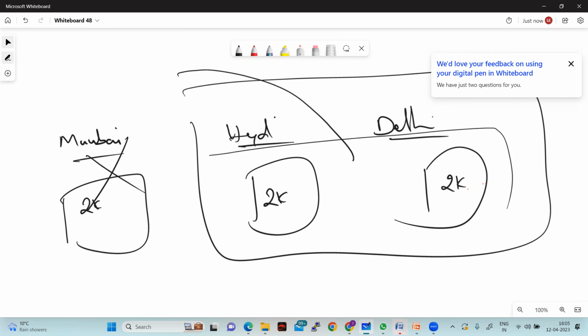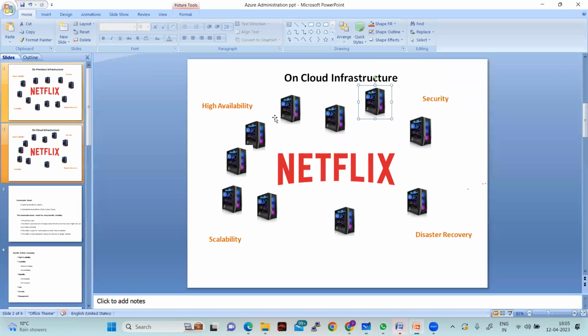So if you don't need this kind of hassle, then what you do is simply rely on the cloud providers who can give you this flexibility. So that is again one of the points when it comes to cloud infrastructure. We will talk about these cloud providers and cloud computing and everything.